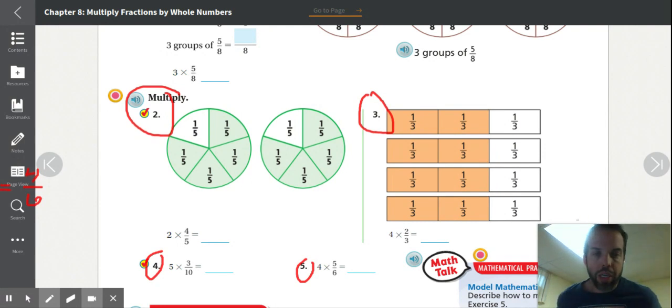You can either send me a picture, make sure it's clear so I can see it, and then also you could post it on the new Flipgrid for today as well.